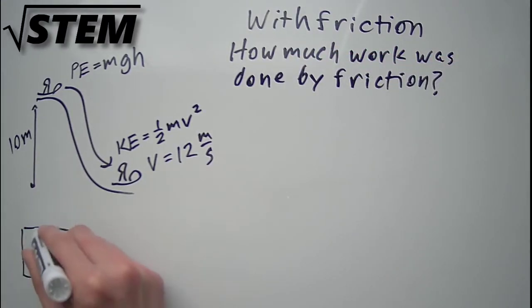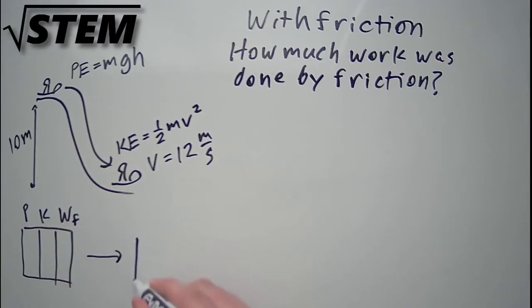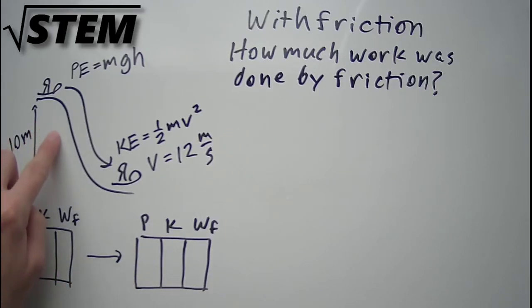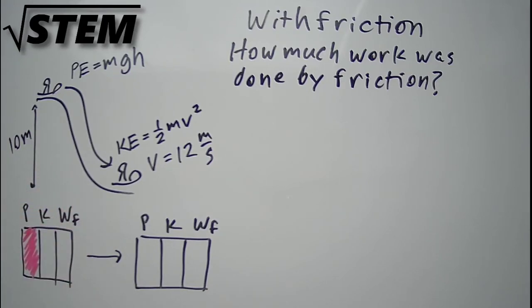So if we draw our little bar graph for this situation, we're going to have to add a third column for the work done by friction. So at the beginning, we're still going to have all of our energy as potential energy. But what happens when there's friction in between our sled and the hill is some of this energy will be sapped away, stolen by friction, and turned into heat. So our kinetic energy will not be equal to the potential energy. Some of it has been taken over here into the work done by friction.